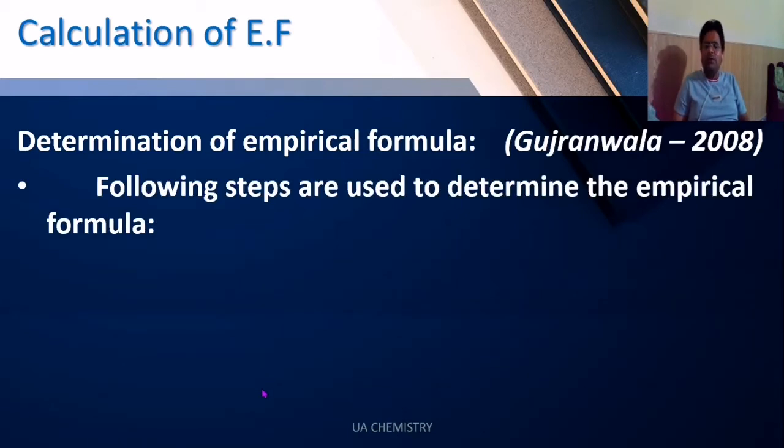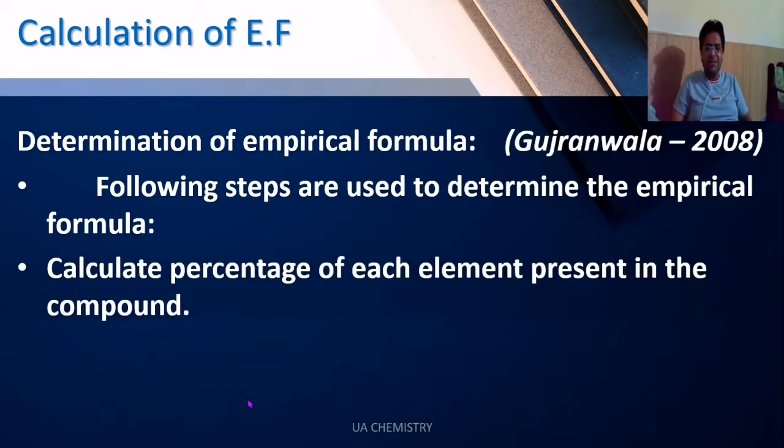The following steps are used for the determination of empirical formula. As I have told earlier, it is calculated from combustion analysis. From combustion analysis, we calculate the percentage composition. So the first step of determination of empirical formula is calculation of percentage composition. As we have studied earlier, percentage composition is calculated by dividing the mass of element by the mass of compound, multiplied by 100. We can calculate the percentage of each element present in the compound. This is the first step.